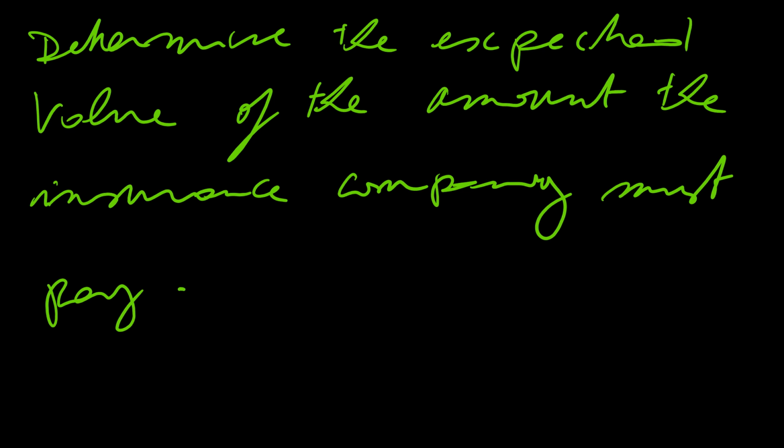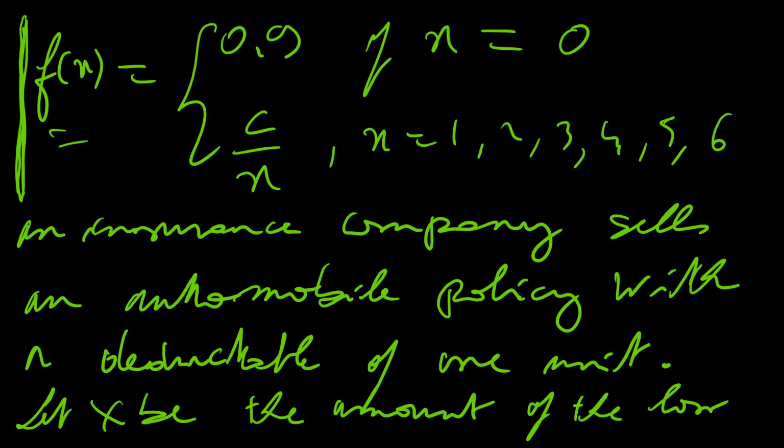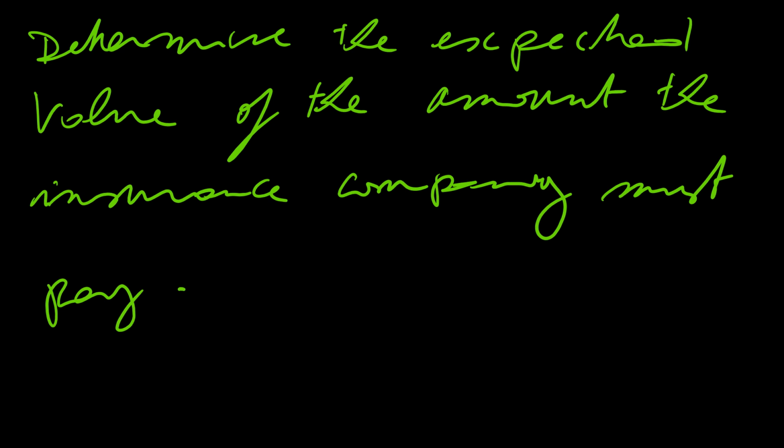That's because this function is a probability mass function, and the expected value is basically the expected value of the loss, the variable x, because x is the amount of the loss. So what we are trying to do here is find the expected value of x. That's what we need. We saw how to find that.